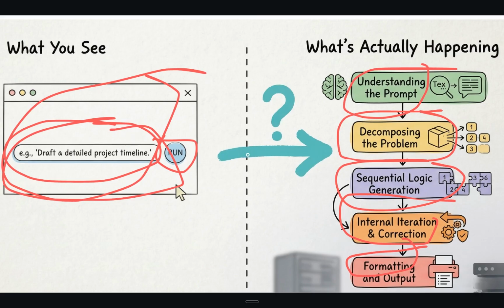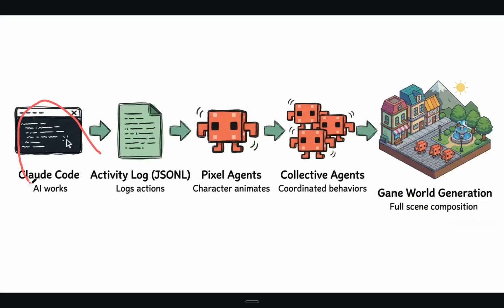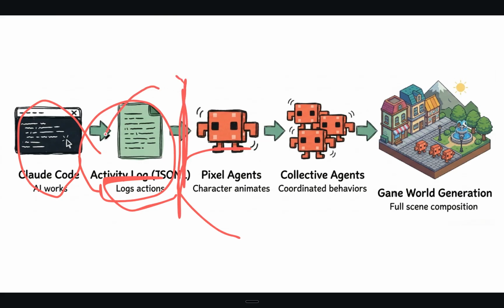So Claude Code is doing all the work and it logs everything, and this is what I'll show you. It's JSONL, it logs everything. But here we have our pixel agent. So this is the next step. This is the old thing: it logs everything and that's it.